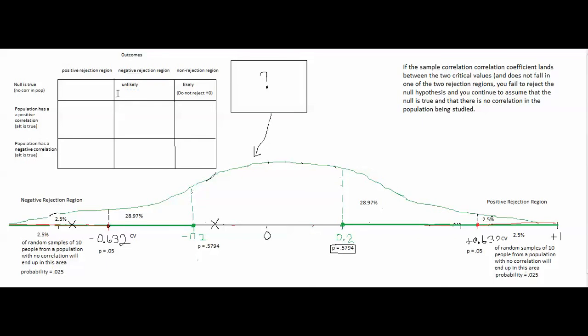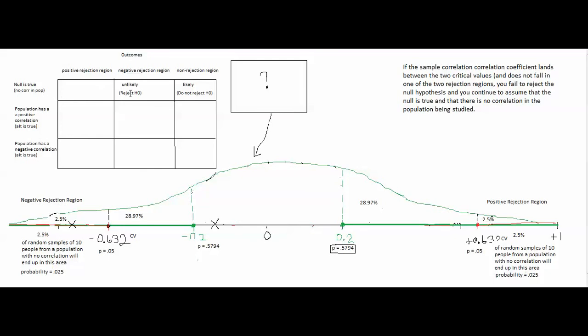And since an outcome out here is unlikely to happen when the null is true, then if you do get an outcome out here, it leads you to reject the null hypothesis. Whenever you get an outcome that's unlikely to happen when the null is true, you reject the null hypothesis. So if your outcome ends up in this negative rejection region, you do have an outcome that's unlikely to happen when the null is true. So you do reject the null hypothesis.